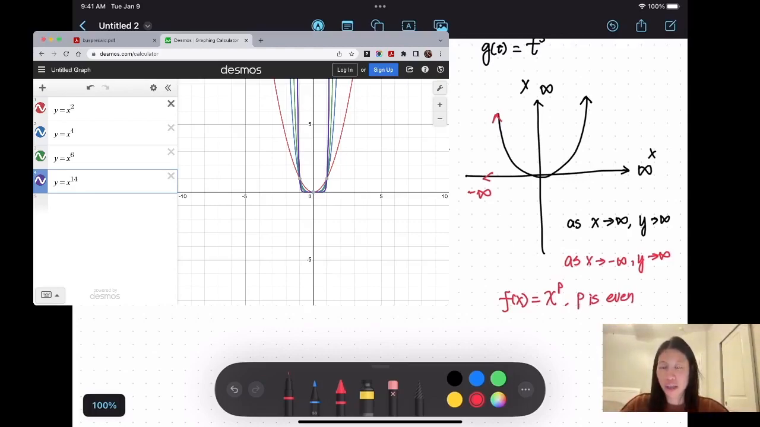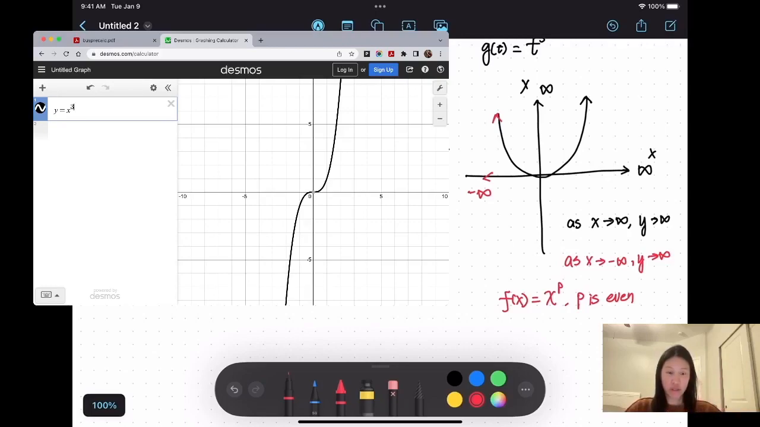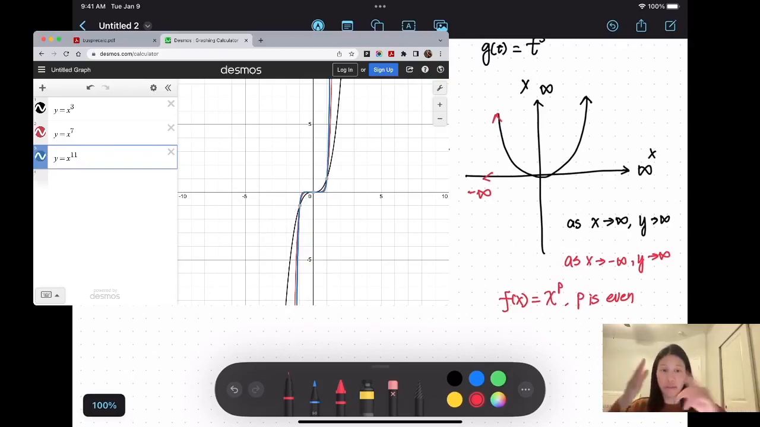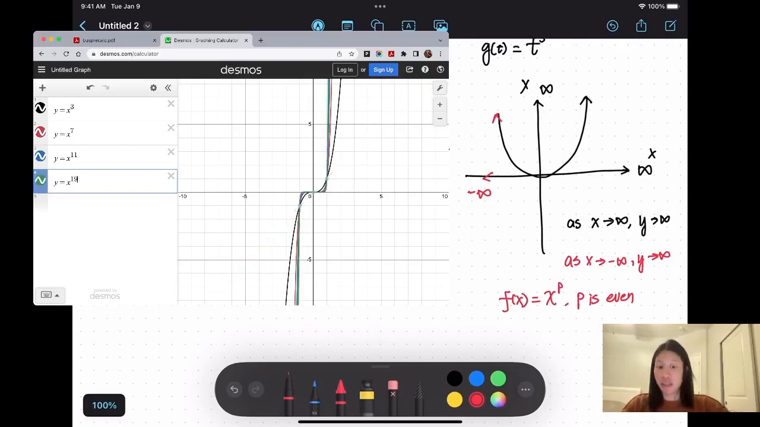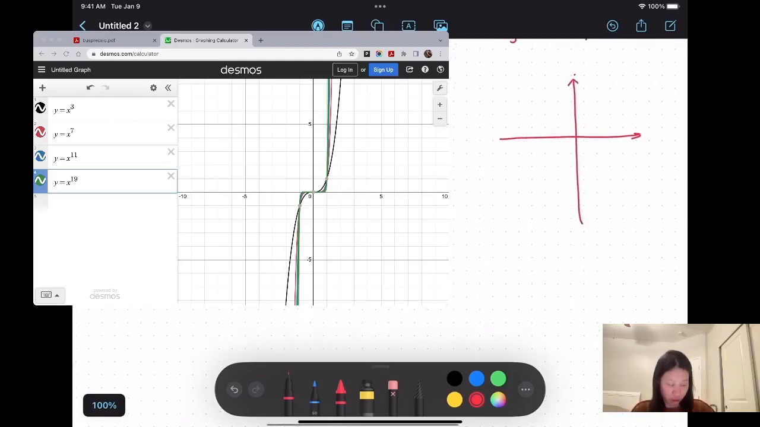Okay, so now let's take a look at what happens if p is an odd number. What do they look like? y equals x cubed. It's like a curve. And then what if y equals x to the 7th? This is an odd number. And then y equals x to the 11th. Also, the blue line looks like a curve. What about y equals x to the 19th? So what do they all have in common? They all look like this shape, right? They are quite similar when the power is an odd number.